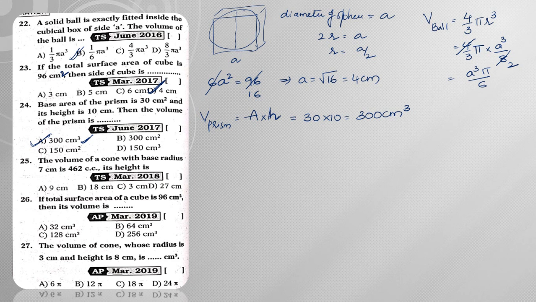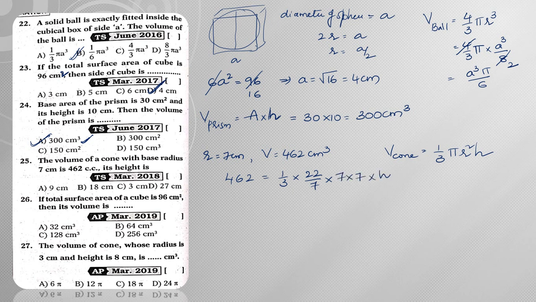Next, question number 25. The volume of a cone with base radius 7 centimeters and volume 462 centimeter cube. Then its height is? Already we know the volume of a cone is 1/3 pi r square h. Now substituting the values, what am I going to get? 462 is equal to 1 by 3 into, taking pi as 22 by 7, into radius 7, hence 7 into 7 into h.